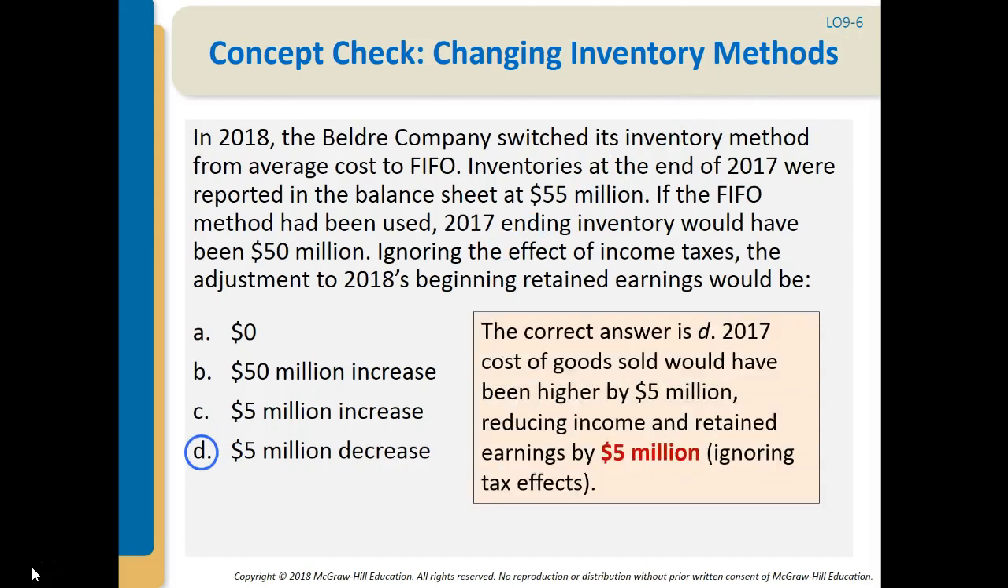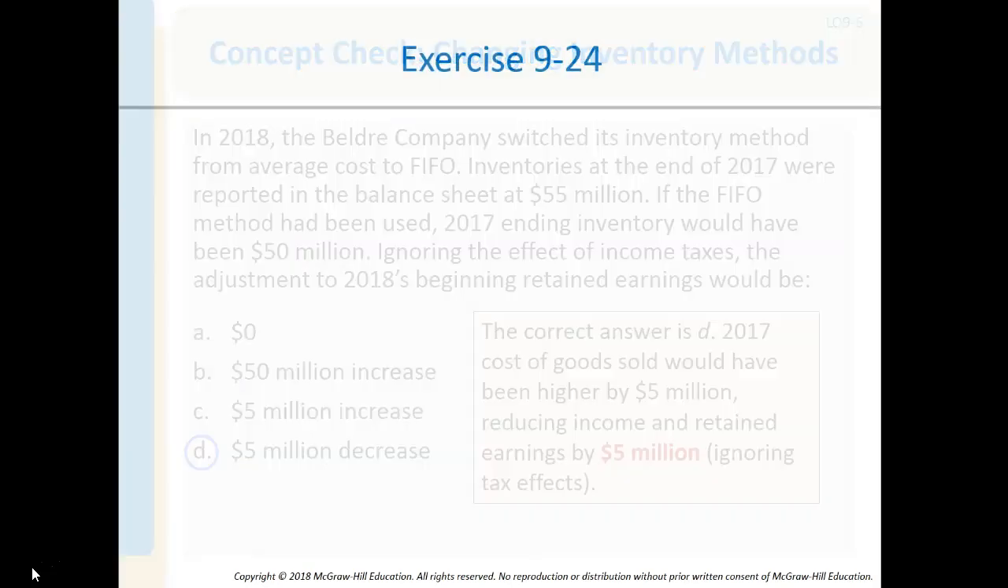So as you see here, 2017 cost of goods sold would have been higher by $5 million, reducing income and retained earnings by $5 million.